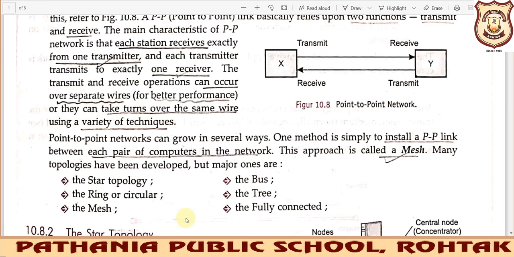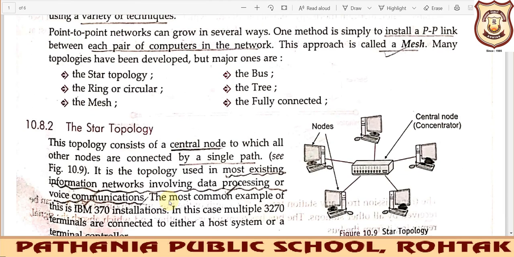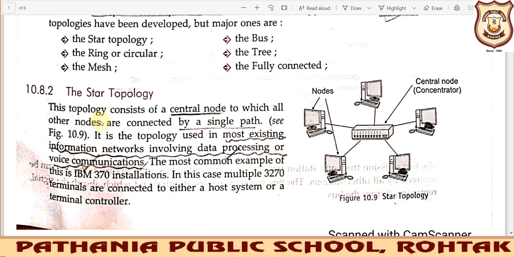Now the different types of topologies are: star topology, ring or circular topology, mesh topology, bus topology, tree topology, and the fully connected one. Actually, the fully connected one is just like your mesh. Now let us explain these topologies one by one.